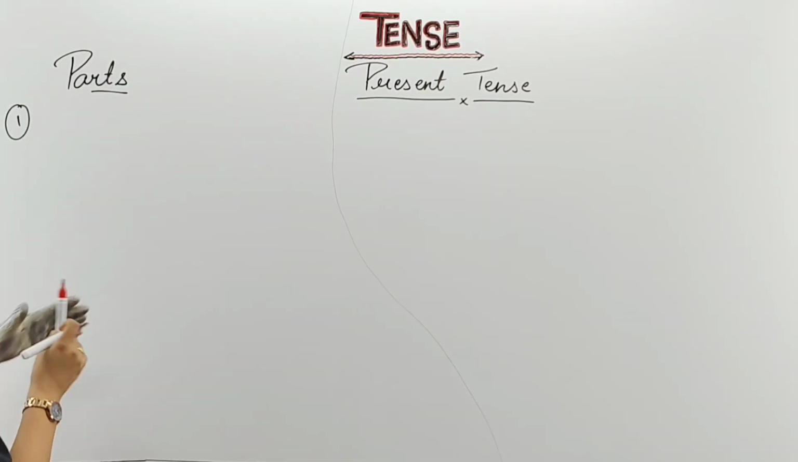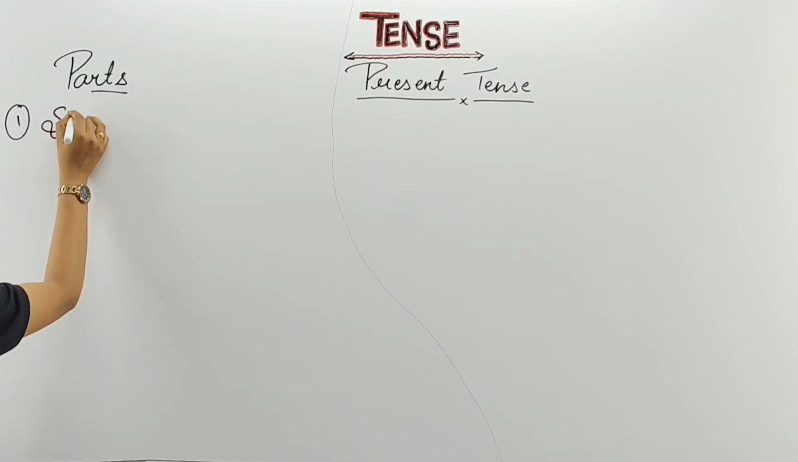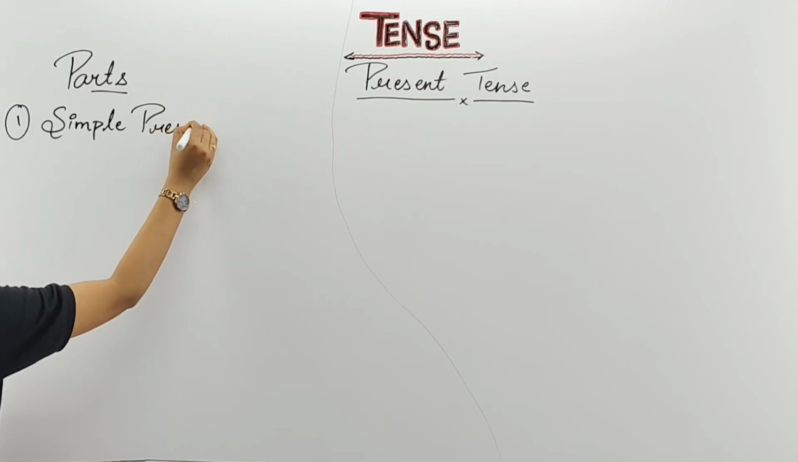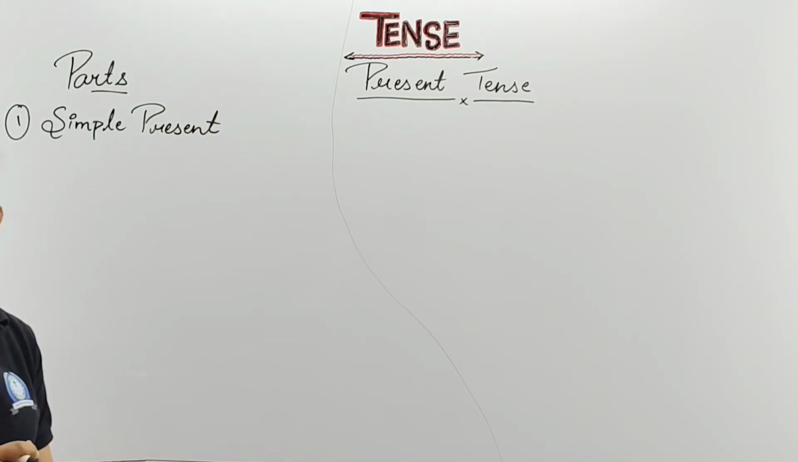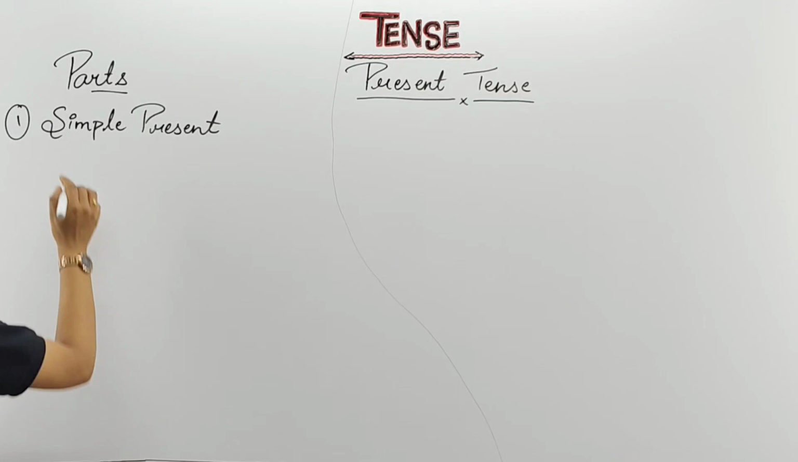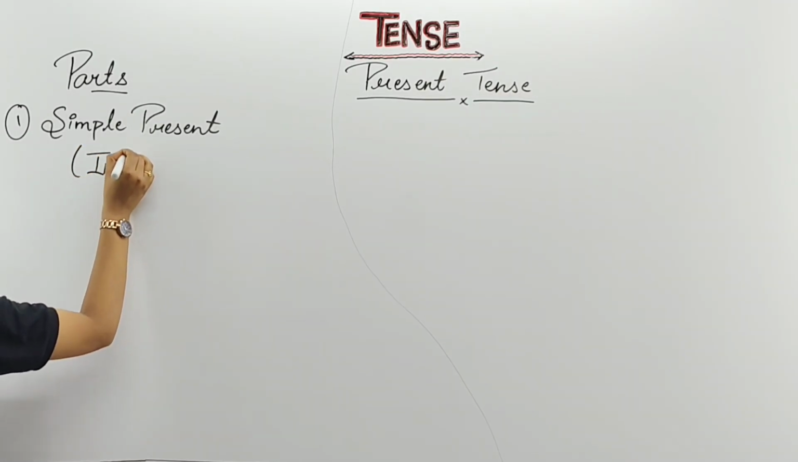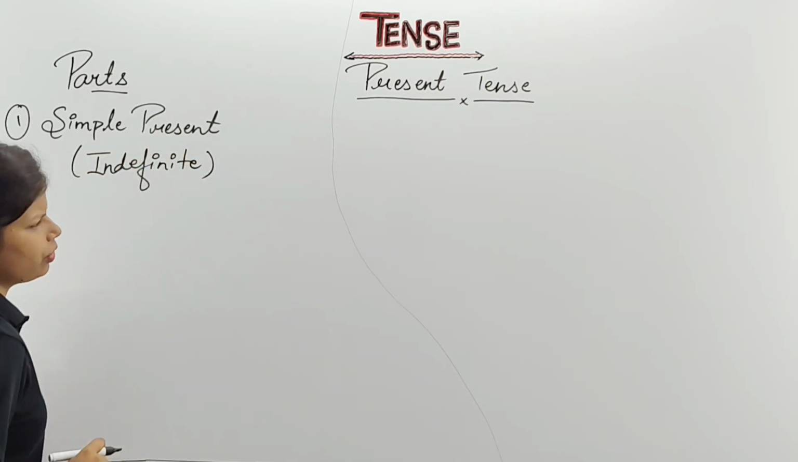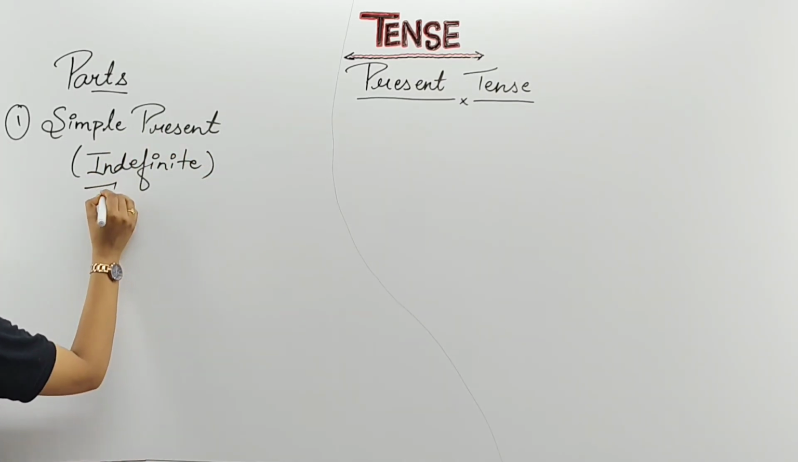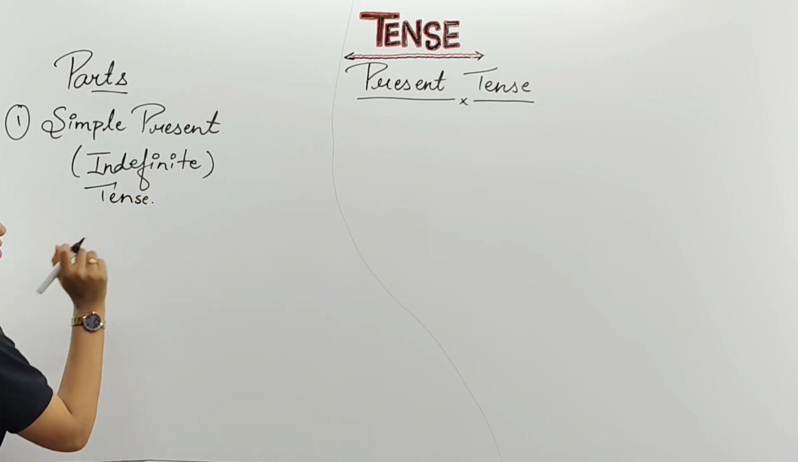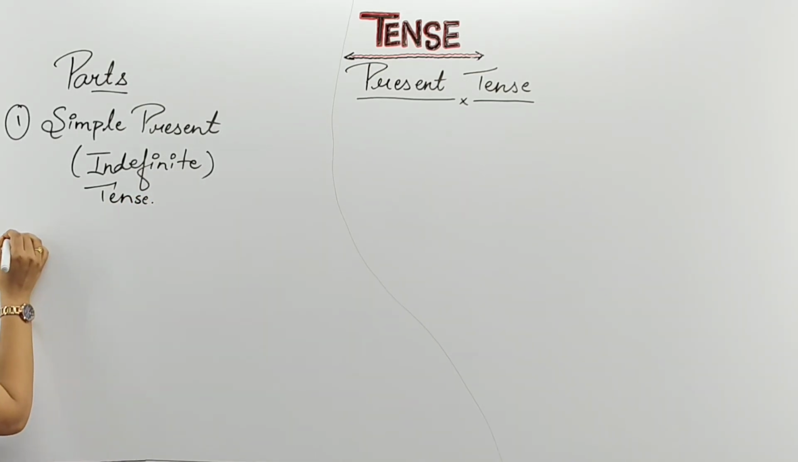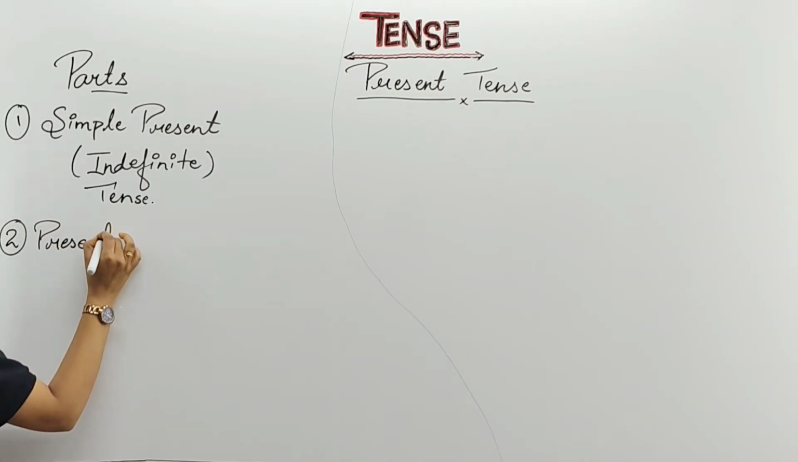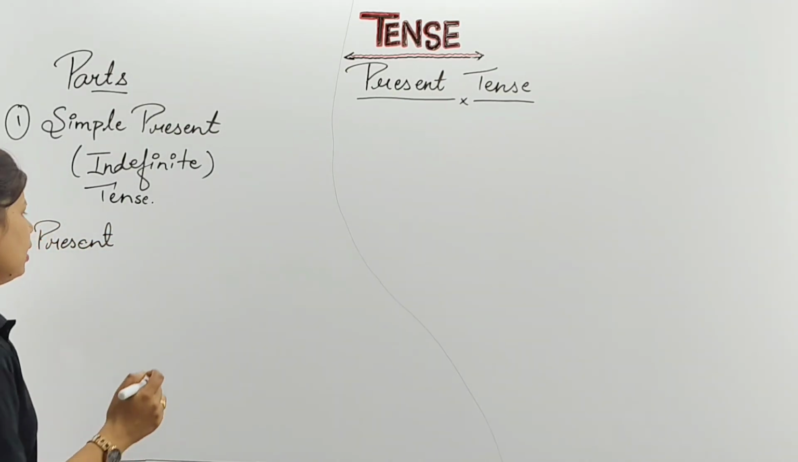Clear? You will write here simple present. Sometimes simple present is also called indefinite tense. Clear, no? That means in brackets I will write indefinite, so don't be confused. Simple present or indefinite tense. This is your first part. Second is your what? Present continuous tense. I hope my handwriting is visible to you properly. Present continuous tense.